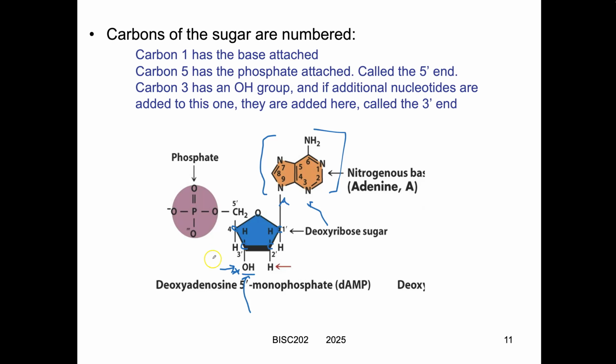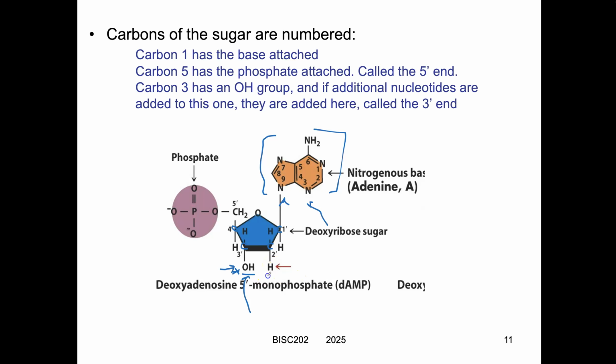And so we always say the molecules grow 5' to 3' because the new nucleotide keeps getting added on the 3' end, and so it extends sort of in the 3' direction.